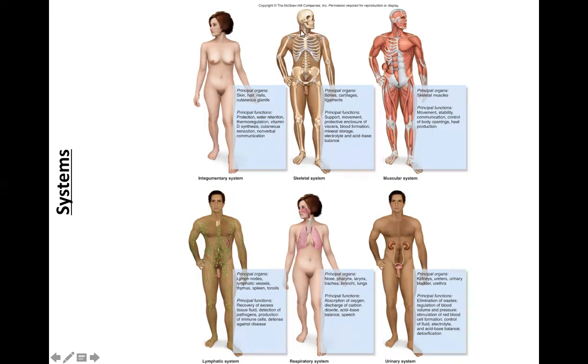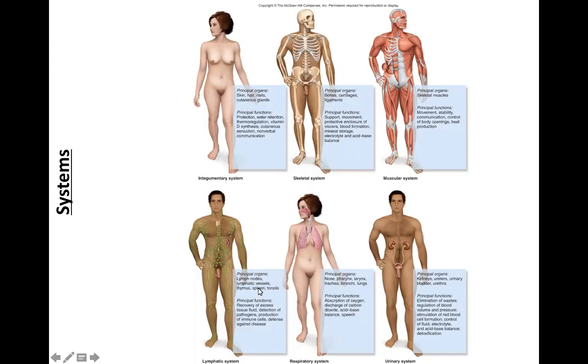Skeletal system, which is made up of bone and cartilages. Main function is support, movement, protection, to keep acid-base balance, and so on. Muscular system, which is made up of skeletal muscles. Its main function is movement, stability, heat production.